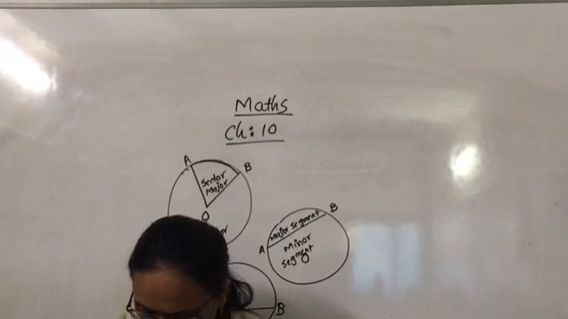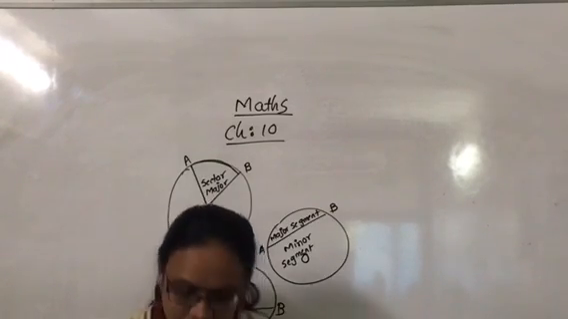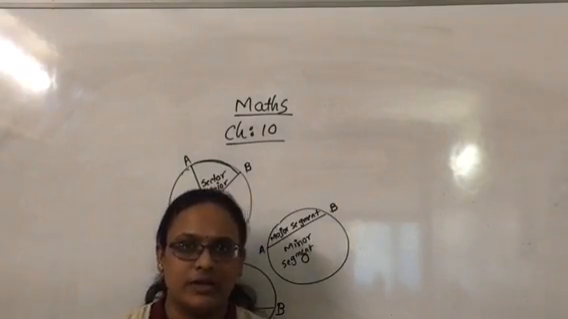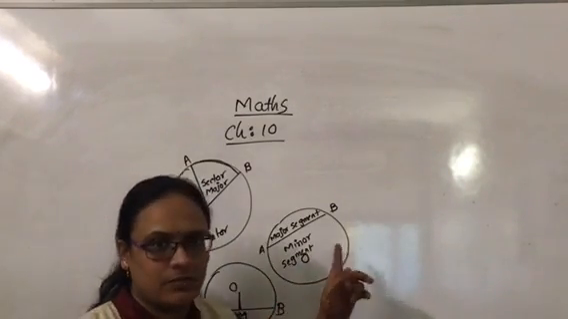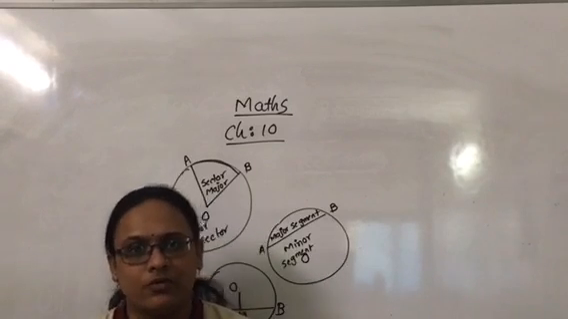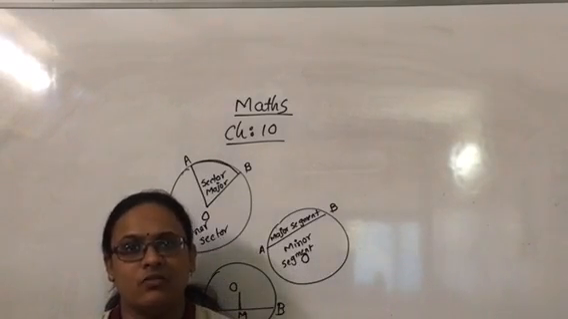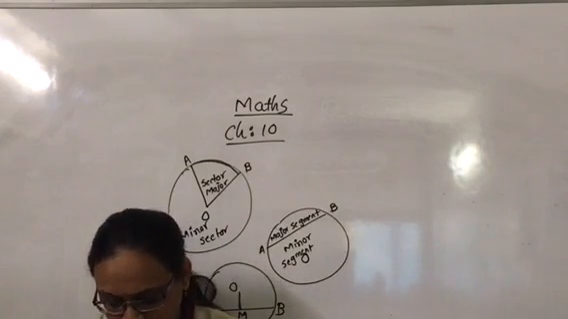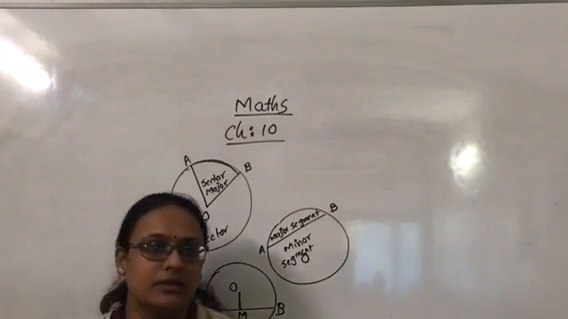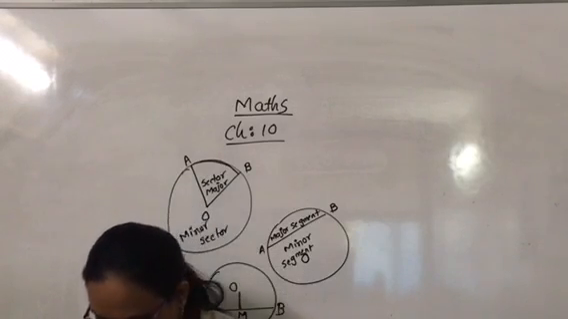The chord which passes through the center of the circle is called a diameter. The diameter is the biggest chord of a circle. This is one type of one-liner question: what is the biggest chord? We can ask it as a fill in the blanks also. The diameter is the biggest chord of a circle.